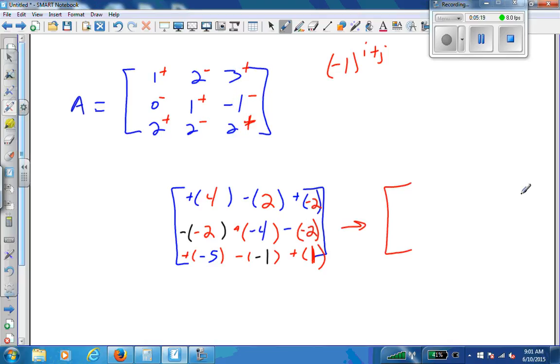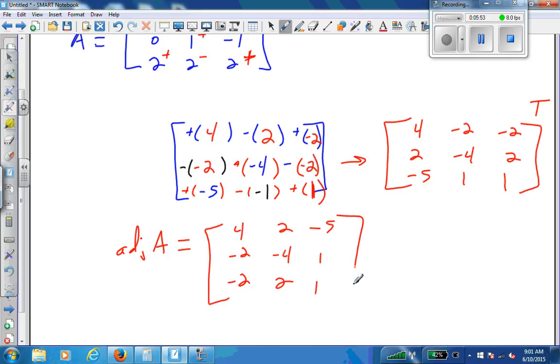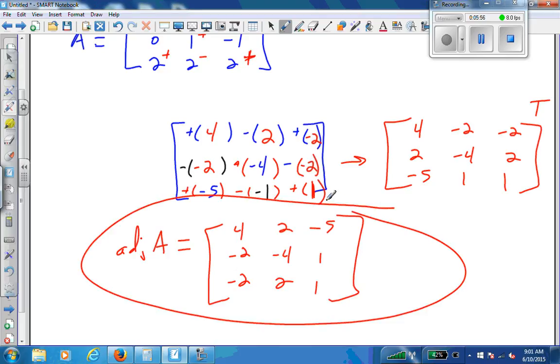So our cofactor matrix is 4, minus 2, minus 2; 2, minus 4, 2; minus 5, 1, 1. Then the adjoint of A is the transpose of that. So take this row, put it in the first column. Take this row, put it in the second column. Take this row, put it in the third column. So that's our adjoint of A.